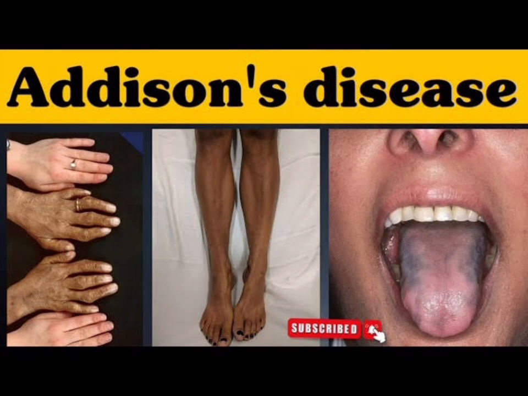Advise a medic alert bracelet or necklace and a steroid card. Educate the patient and family about sick day rules, and when they must double the dose: febrile illness, gastroenteritis, major trauma, surgery, and endurance sport. Also education about how to inject IM hydrocortisone in an emergency, the importance of the treatment, and good compliance and follow-up.